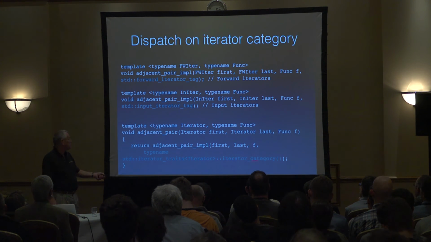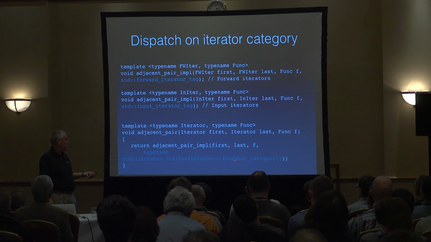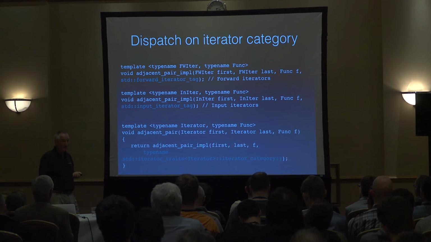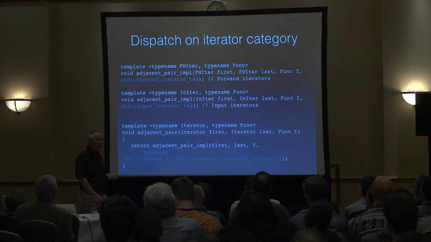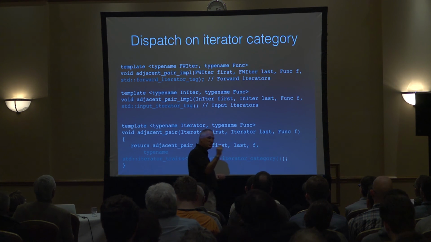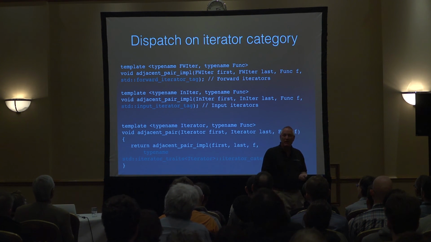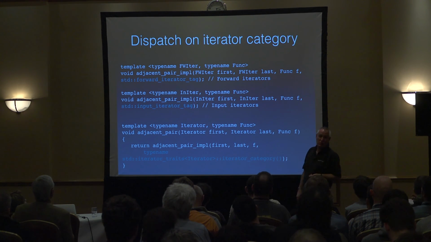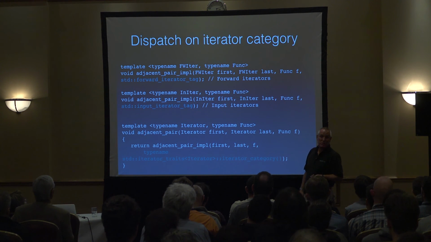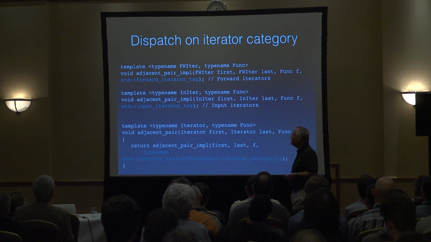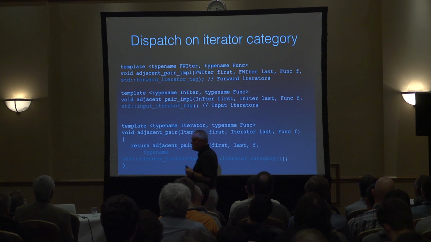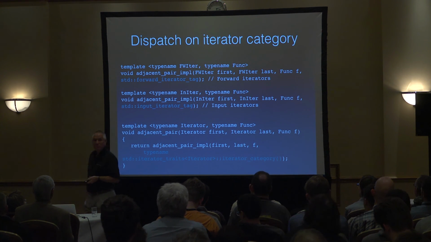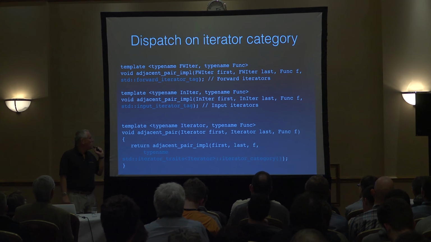Like I said, these are empty structs. They are very, very cheap. You know, because you can't actually have variables of 0 size, they end up being 1 byte, and a good compiler will actually not even bother passing them because they're not used. And so that's how you dispatch on iterator categories. Any questions about this? Yes?